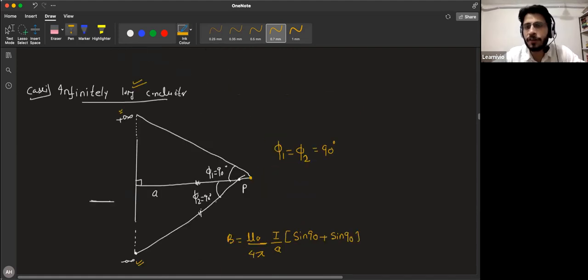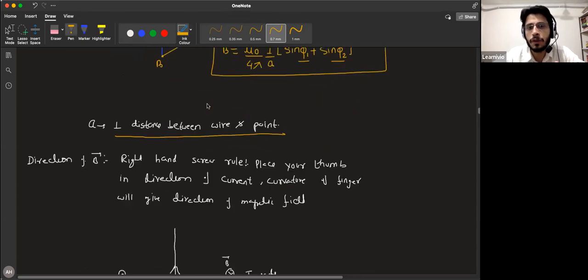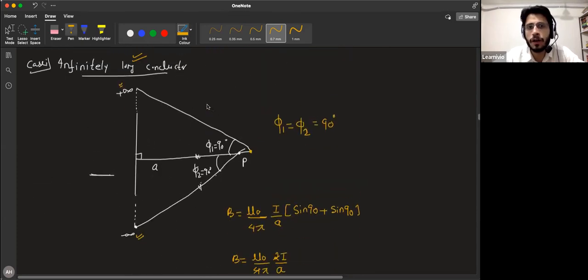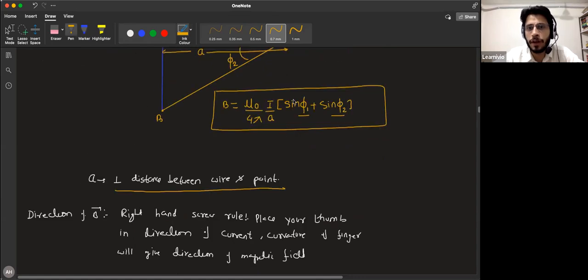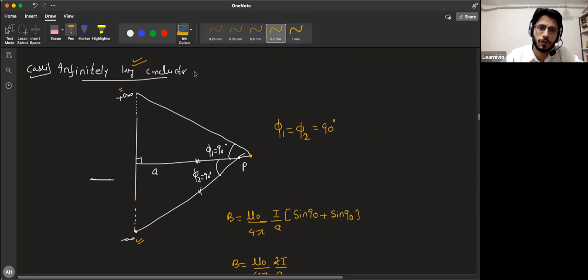See, this long straight conductor is given in NCERT. This is a part of your syllabus. The finite conductor is not a part of your syllabus, but to come to the long conductor, you should know how the finite conductor works. We will derive it using Ampere's circuital law.